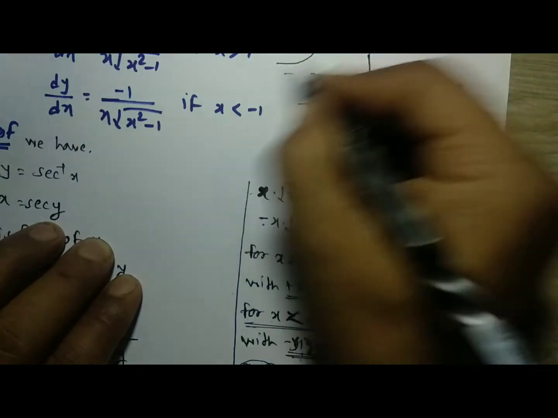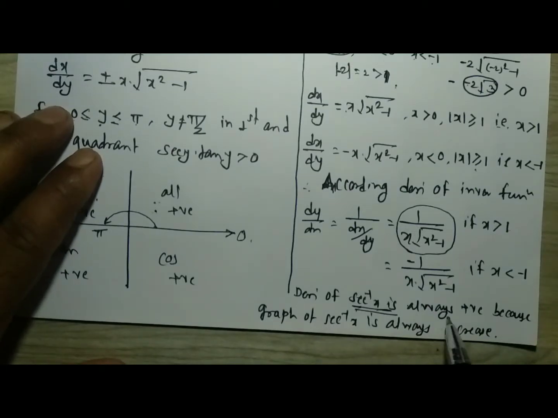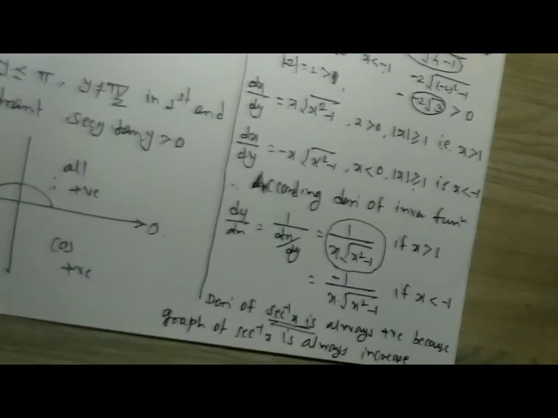That means it is an increasing graph, and therefore the derivative of sec inverse x is always positive, and the graph of sec inverse is always increasing here.